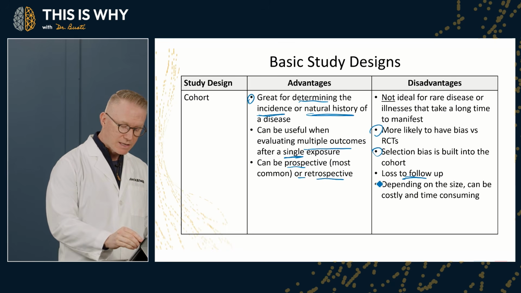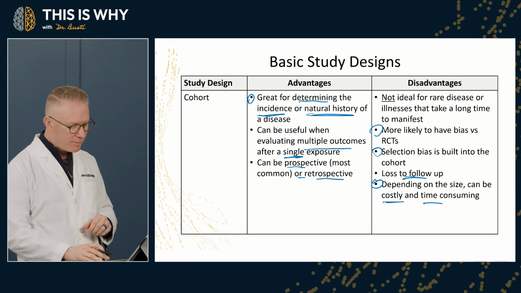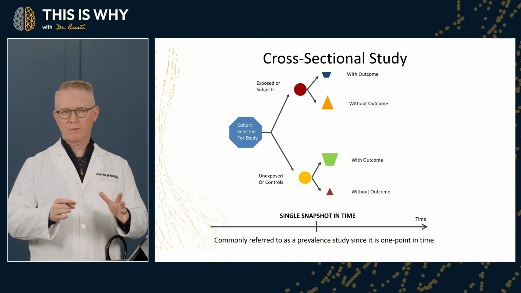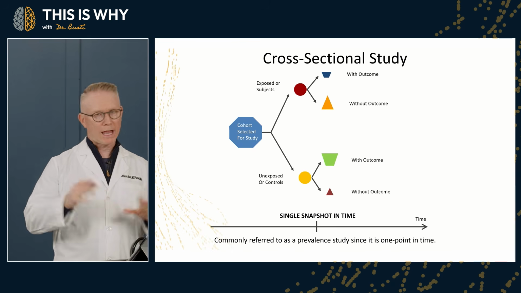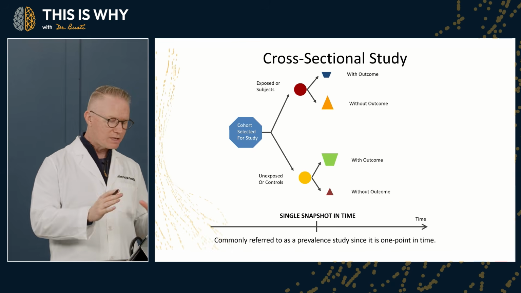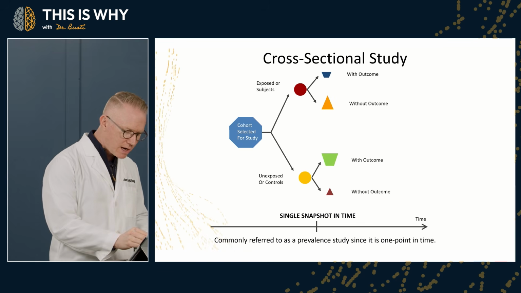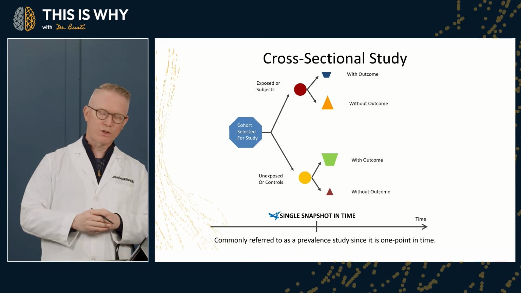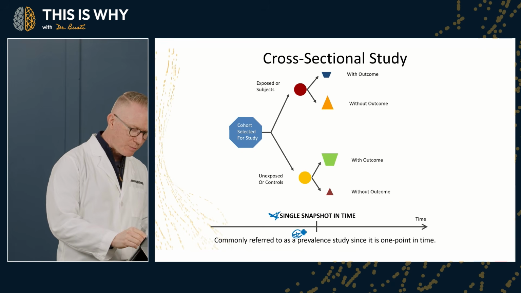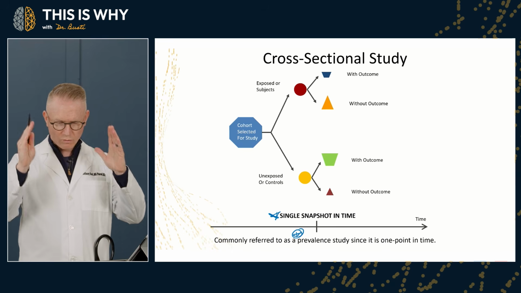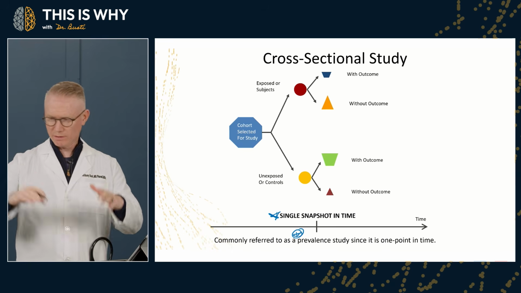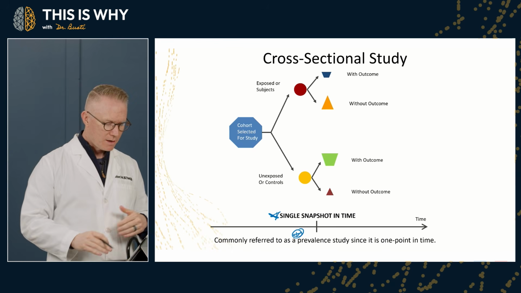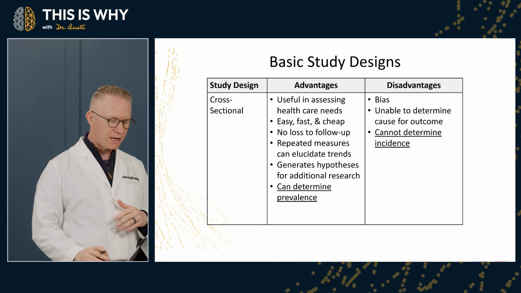And then depending on the size, can be very costly and time-consuming, okay? Now, what about a cross-sectional? Again, we're another observational, analytic design. We can't prove causation, but this cross-section is a single snapshot in time. And this is very helpful when you're trying to get the prevalence. What is going on right now in the country, the county, the world with this particular disease, okay? So that's where a cross-sectional study can be helpful.